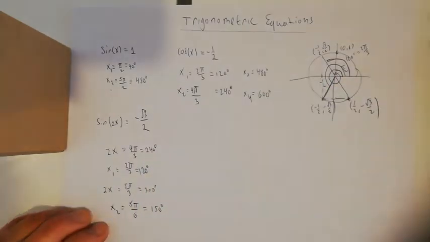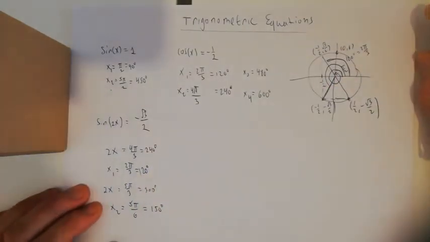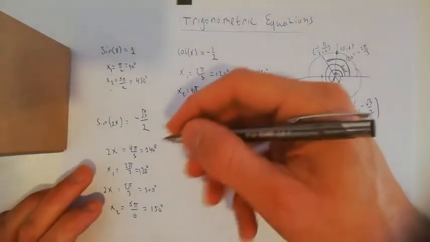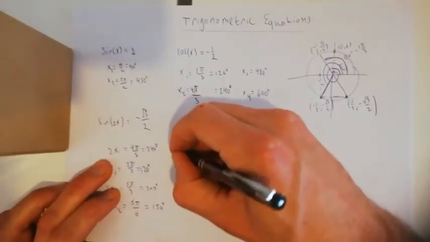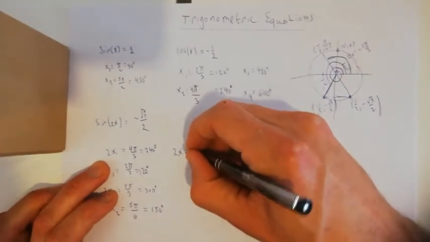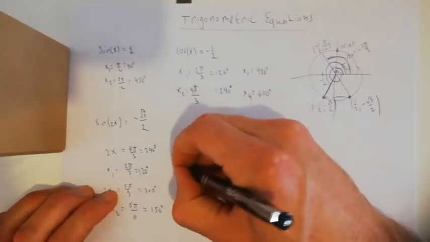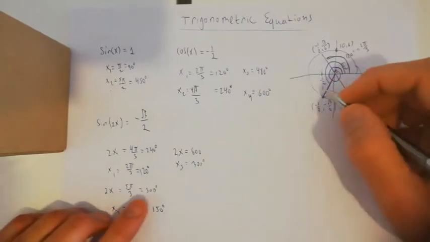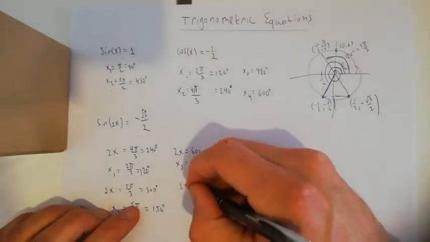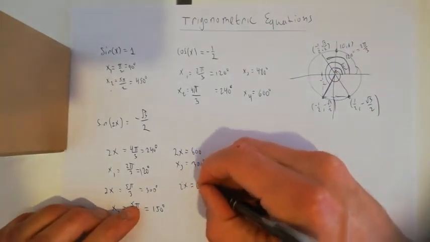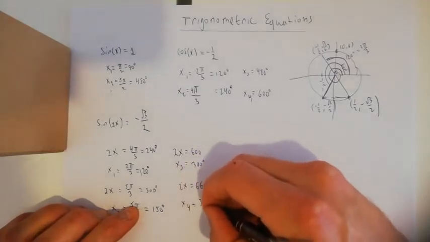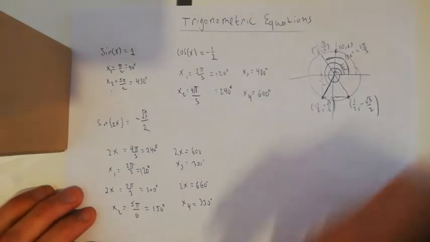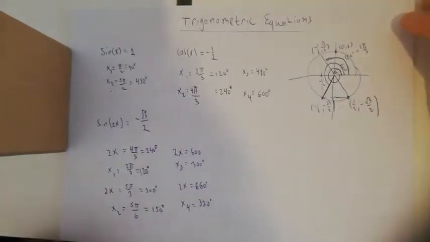Once again, we can continue to add 360 to 240, so we can say that 2x is also equal to 600 degrees, and then x3 is 300 degrees, or add 360, meaning 2x is equal to 660, and therefore x4 is equal to 330, and we can keep adding 360 degrees and get infinite solutions.